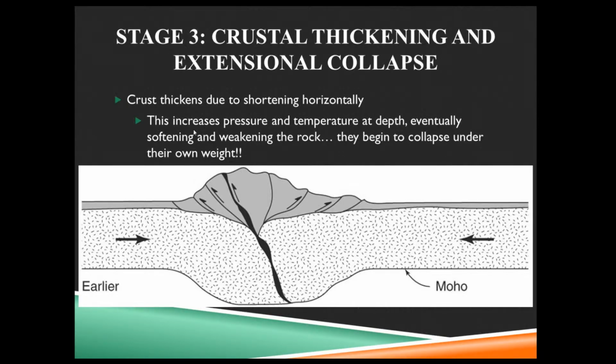This causes an increase in pressure and temperature, especially at depth. So lots of pressure in the middle here, lots of increased temperatures down here. That makes the rock weaker and softer. As you heat it, it's no longer as strong. It's no longer as rigid. The mountains cannot uplift indefinitely. They will collapse under their own weight.